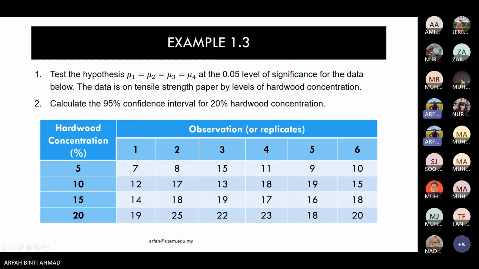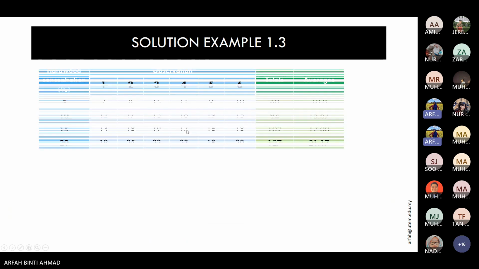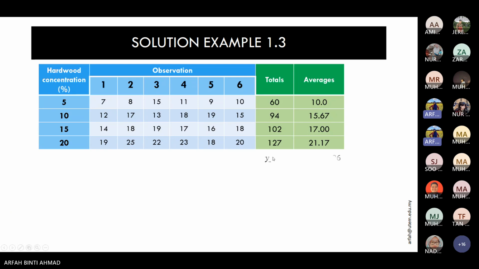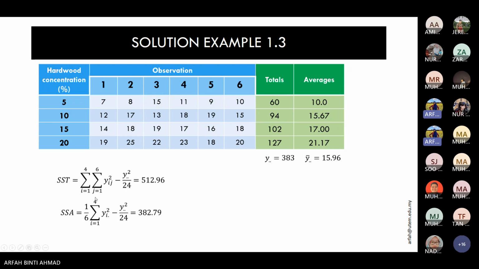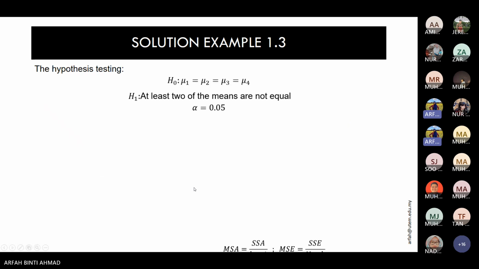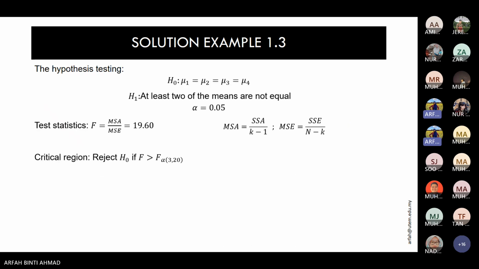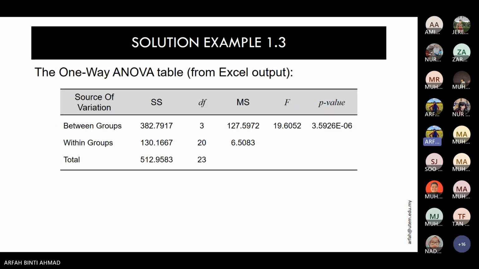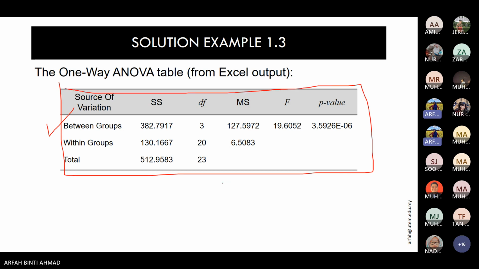So for question 1, you did the question manually, meaning that you find the total y dot dot, y bar dot dot, and then you calculate the SST, SSA and SSE manually. Awak kira guna tangan secara manual. Then you have this hypothesis testing and then you get this ANOVA table. So you did this ANOVA table by using manual calculation. So I will show you how with only one click you can get this ANOVA table.